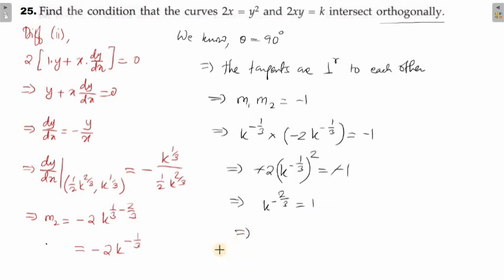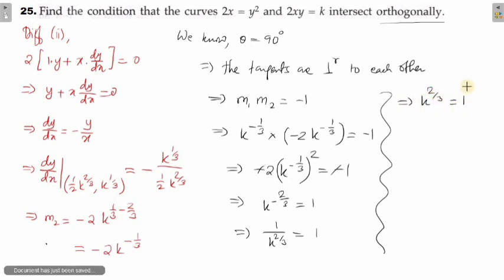So from here we can say 1 by k to the power 2 by 3 is equals to how much? It is 1, yes or no? Okay, so then we get k to the power 2 by 3 is equals to 1, and 1 can also be written as 1 to the power 3. So from here what do we get? We get the value of k to be 1.